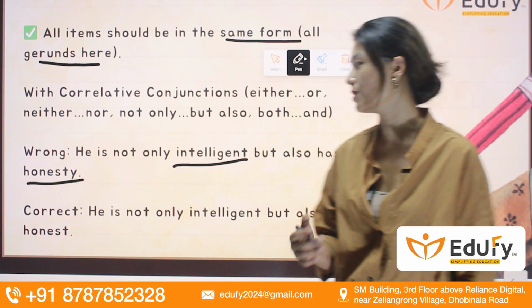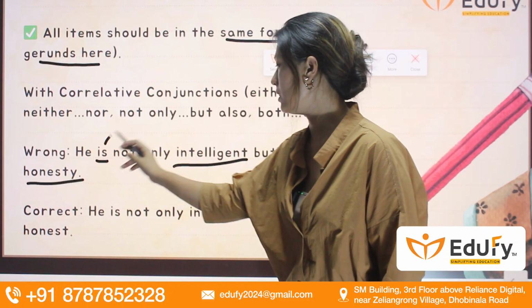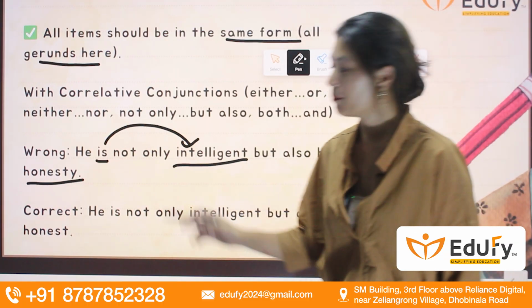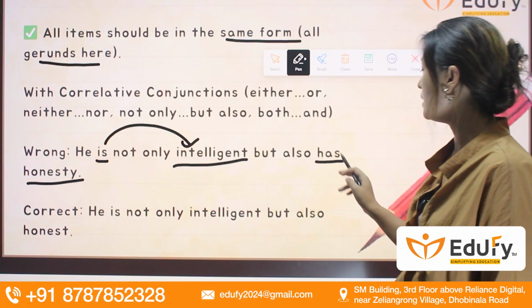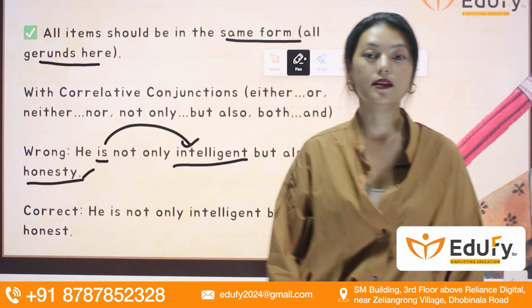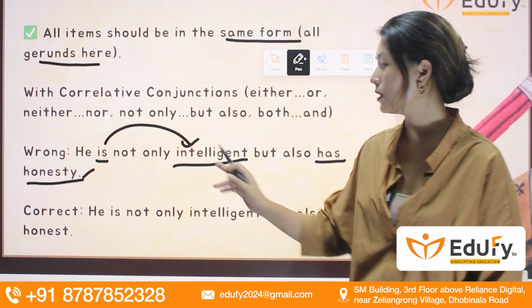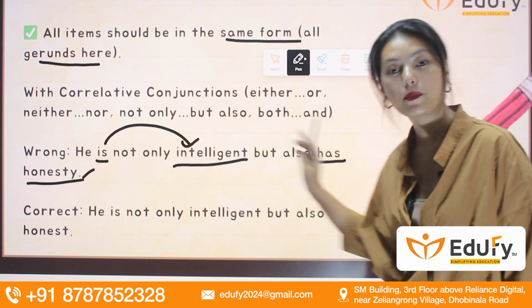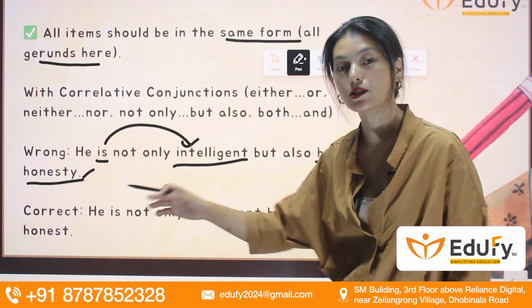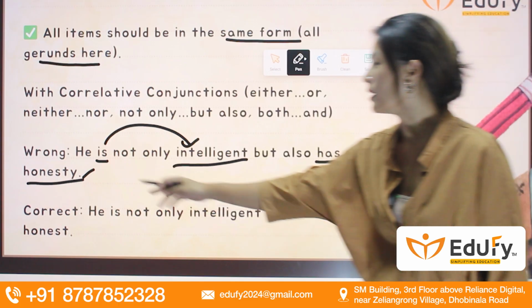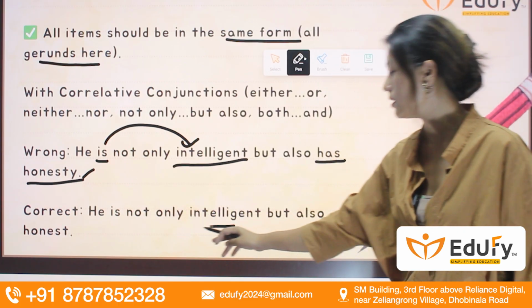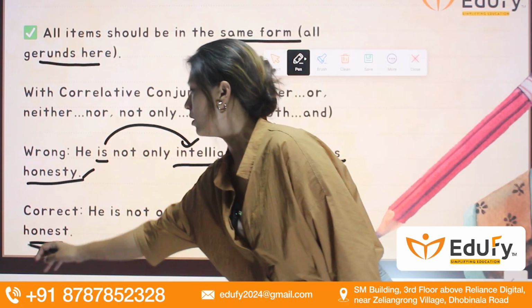And what is that awkwardness? I'm saying that he is intelligent, right? But then in the second part, I'm saying he has honesty. Now, that is the problem here in the sentence. I will have to make it congruent, proper parallel to one another in the sentence. So what do I write? He is not only intelligent but also honest.